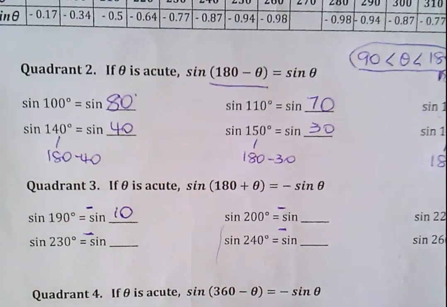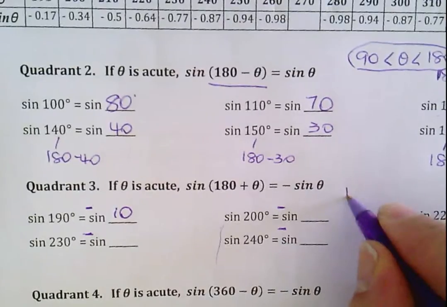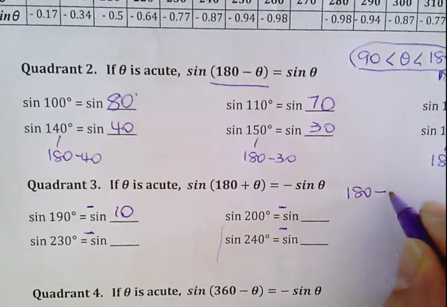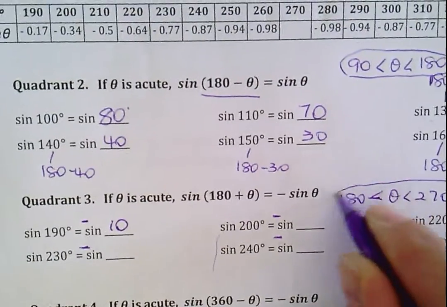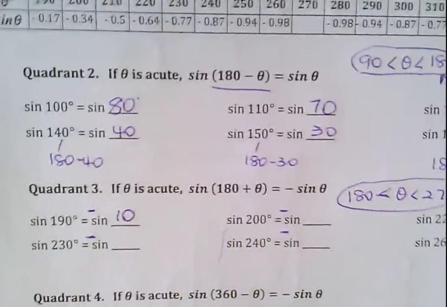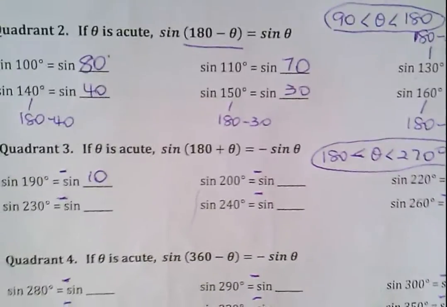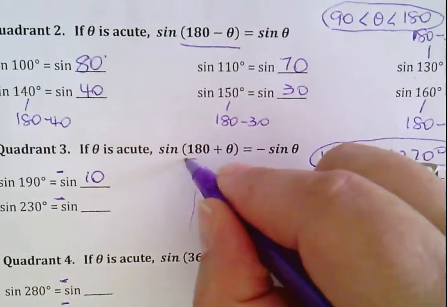Now, the reason we do this is that quadrant 3 is from 180 through to 270 degrees. That's quadrant 3. Now, if an angle lies between 180 and 270, you have to say that the angle is in this format.